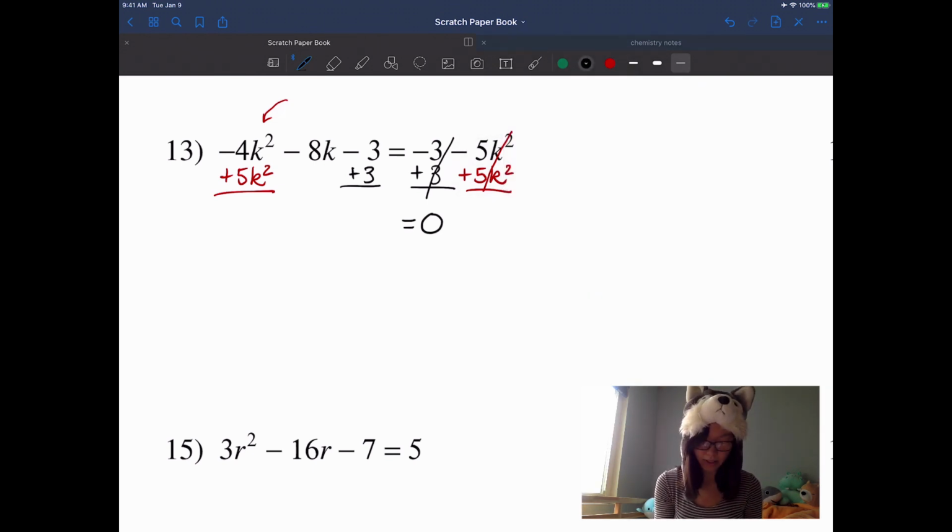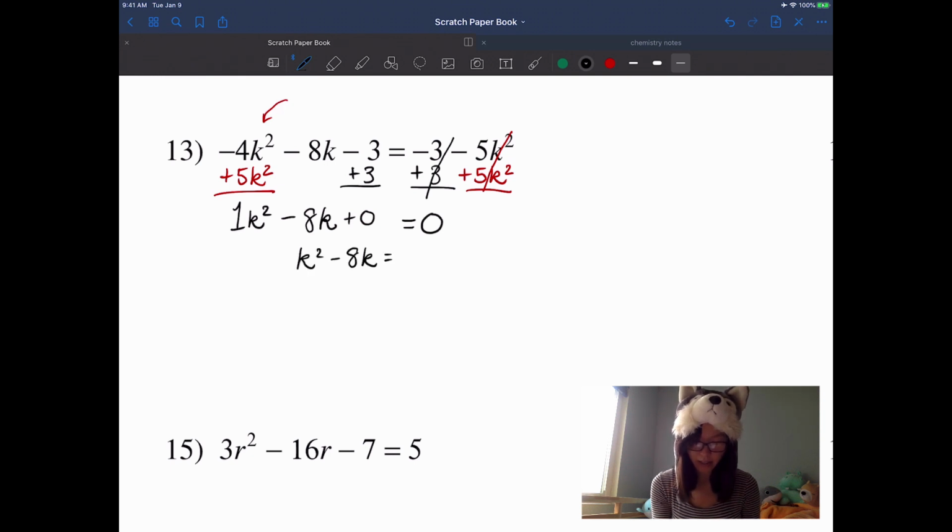You should probably get 1k squared. Hey, that's nice. Minus 8k. Negative 3 plus 3, oh, that's 0. Huh, that's interesting. So ultimately, you get k squared minus 8k equals 0.